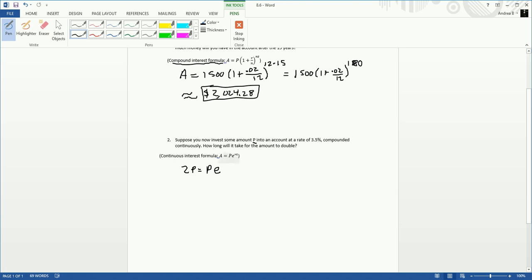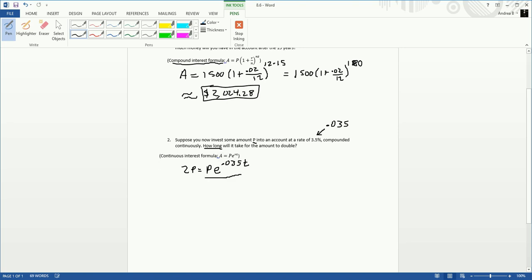And then we have our e, which remember is a button on your calculator. It might be as an e or it might be as an e to the x, depending on how your calculator is programmed. And then in the exponent here, we're going to have our interest rate r, which once again, make sure to rewrite as a decimal. So we'd have 0.035 as a decimal there. And then times our time t, which is what we're trying to solve for, because we're trying to figure out how long it will take for it to double, which is our time.